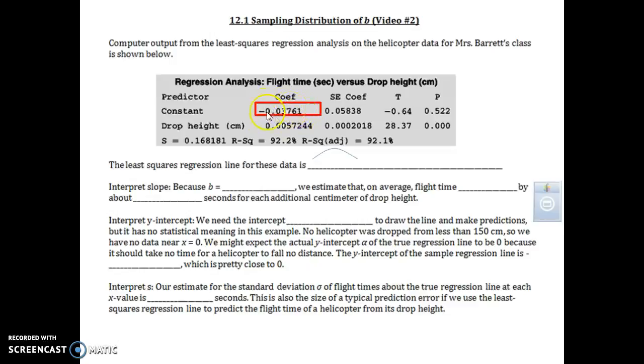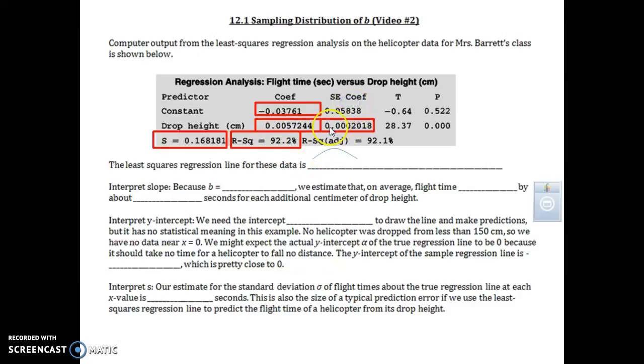The first thing I have here is your y-intercept, and it's going to be on the row that says constant. And then we also have our slope, which is the coefficient of our explanatory variable, which is drop height. So that's sort of how you can remember that. The next thing is S, which is the standard deviation of our residuals. So it kind of tells you the average size of your residuals. R square, if you recall, is your coefficient of determination, and it basically just tells you the percent of variation in Y that can be explained by the model with X. So obviously that's really important.